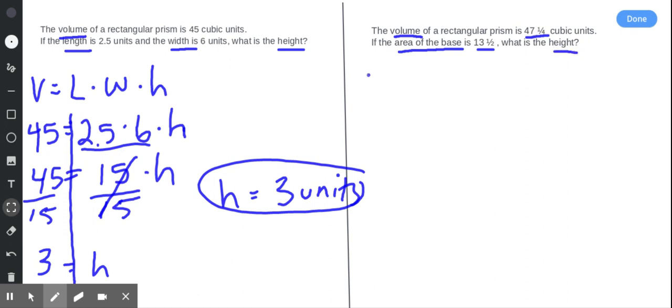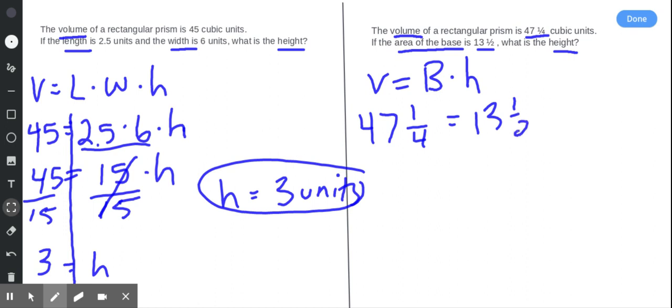So I'm going to use that second formula because they don't give me a length and a width. I'm going to say the area of the base, which is that capital B, times the height. Then I plug in the information that I know. I know the volume is 47 1/4. I'm going to keep it as a fraction this time, see what happens. 47 1/4 equals the area of the base, 13.5, times h.